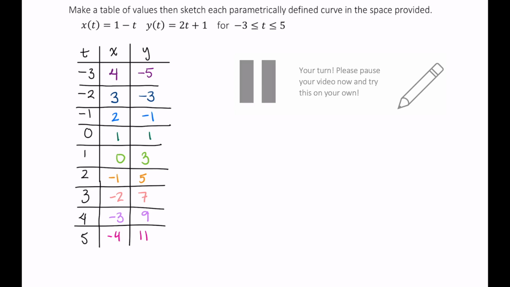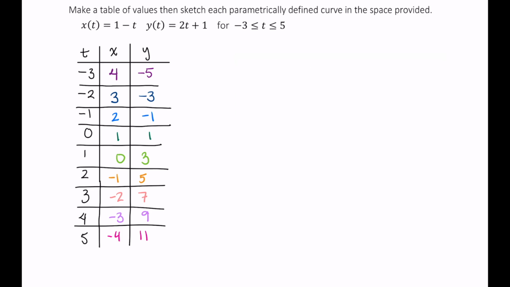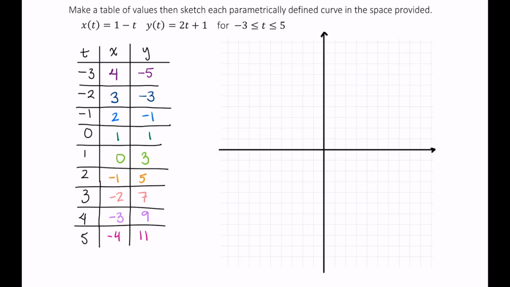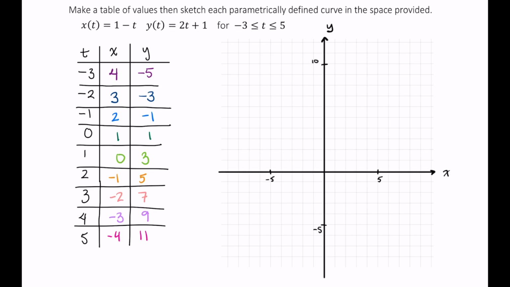Okay, now that you've filled in your table of values, we're going to begin to graph this. You're going to want to sketch a standard XY coordinate plane. And then make sure you scale and label your axes. To make it easier for myself, I put down this very faint grid here. If you have graph paper, I would use it.